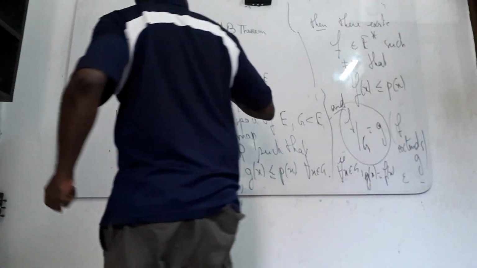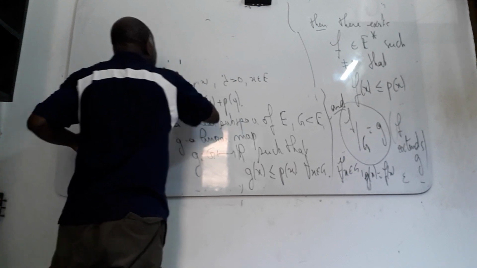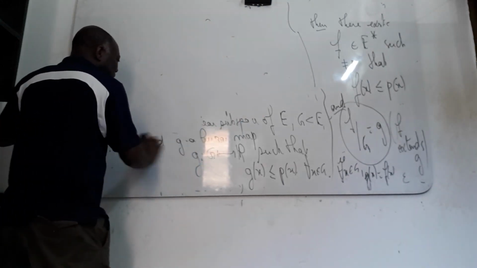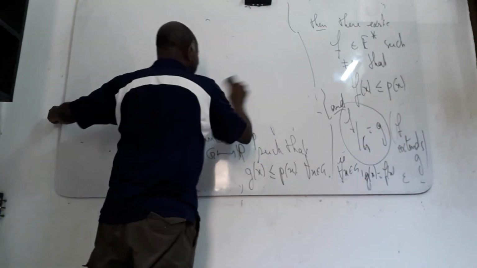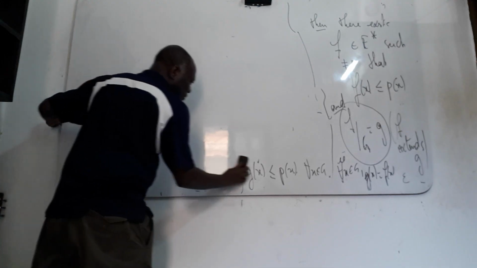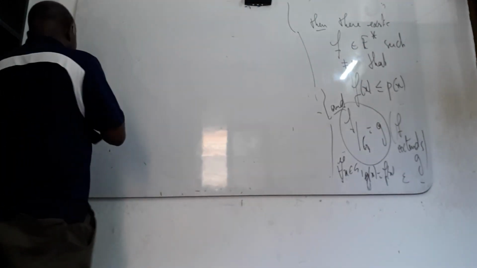Okay, now we'll give you some corollaries of this analytic form of the Hahn-Banach theorem. First corollary.